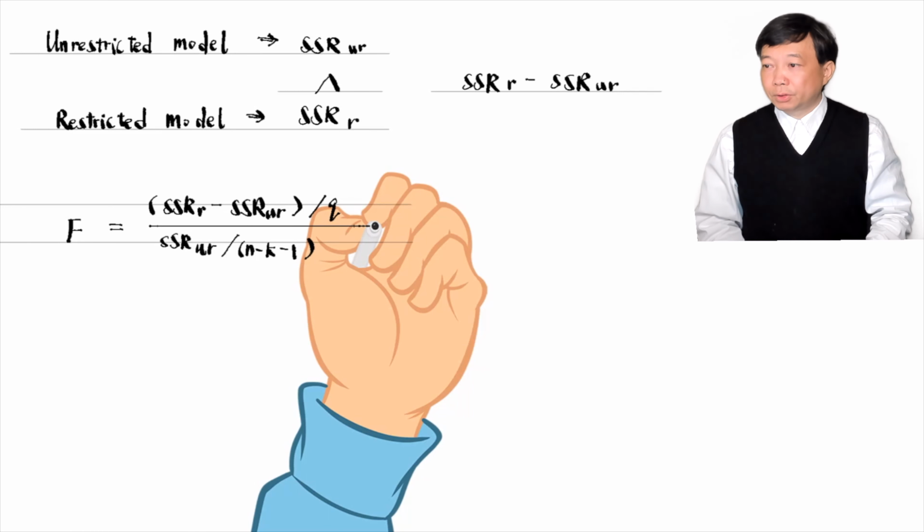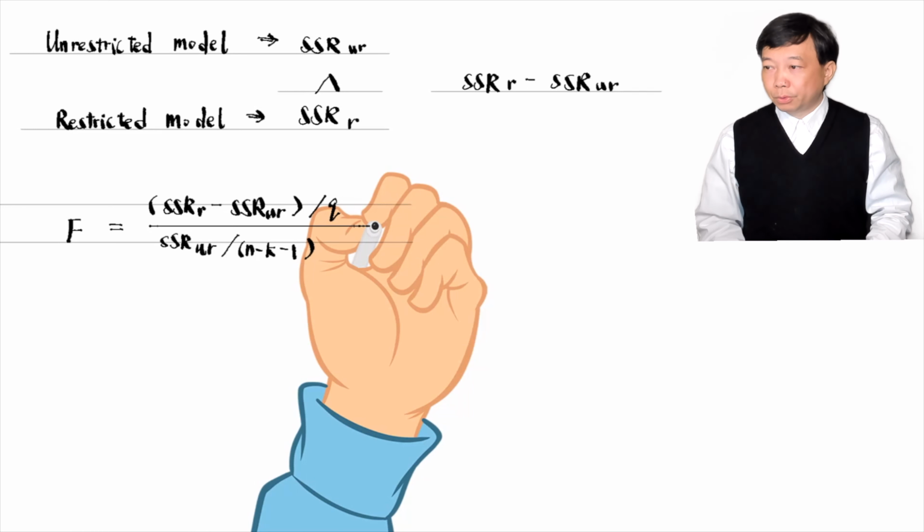The denominator is divided by the degree of freedom in the unrestricted model. It is n minus k minus 1. N is the number of observations and k is the number of explanatory variables. It's also called the denominator degree of freedom. In our example, it is 1191 minus 5 minus 1 equals 1185. This is the residual sum of squares form of the F statistic.